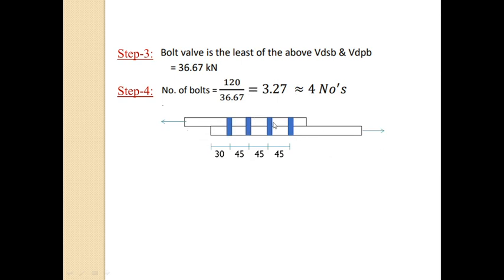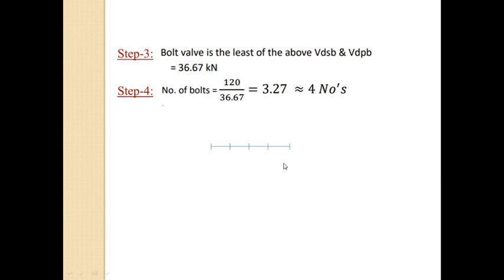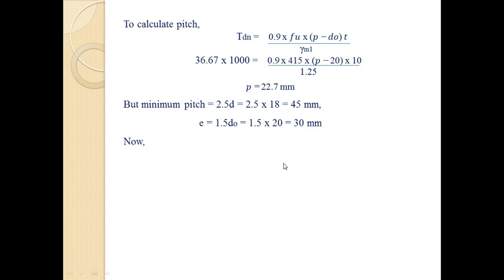And lastly, we draw the figure for the connection of joint, that is the bolted connection. 4 bolts are in a row, 30 mm is the edge distance or end distance, and 45 mm is the pitch distance. Okay, so in this problem the different part is only calculating the pitch distance.